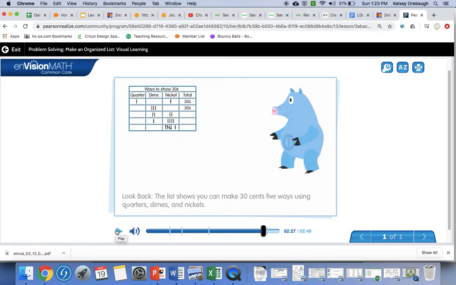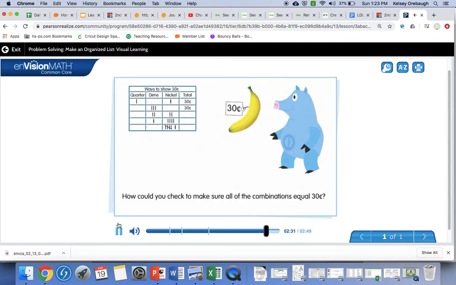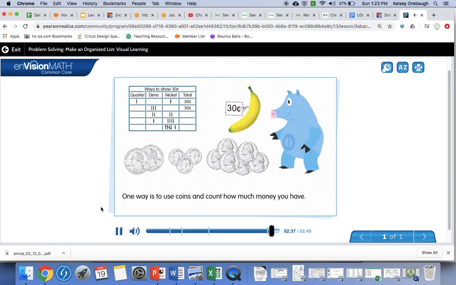At the store, you can get change back, but we want today to show ways to make exact amounts of money. How could you check to make sure all of the combinations equal 30 cents? We go back and add up the amounts of each of the combinations, just like we did before. For example, add up the quarter, 25, plus the nickel, 5, and we see that that makes 30 cents. One way is to use coins and count how much money you have. Now you know how to make an organized list to solve a problem.